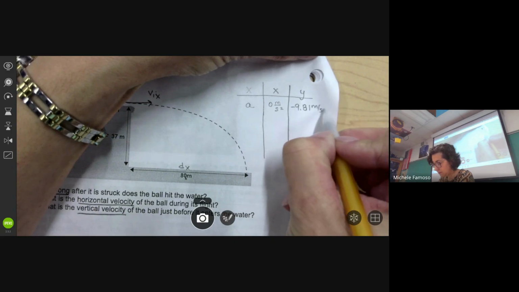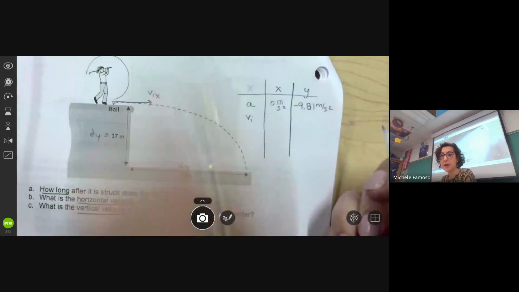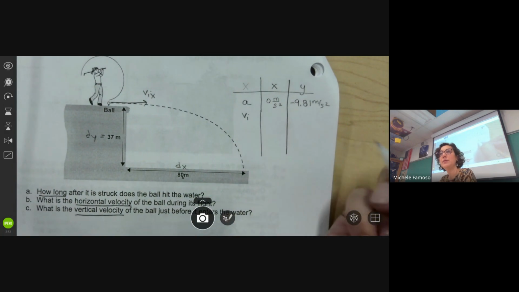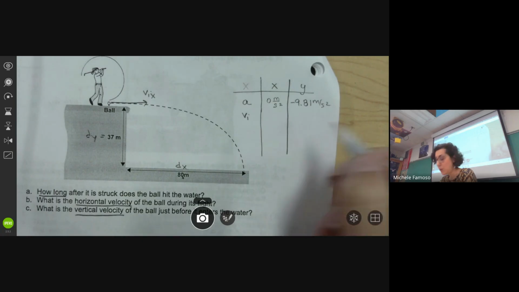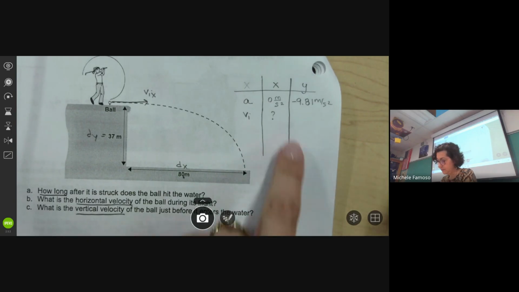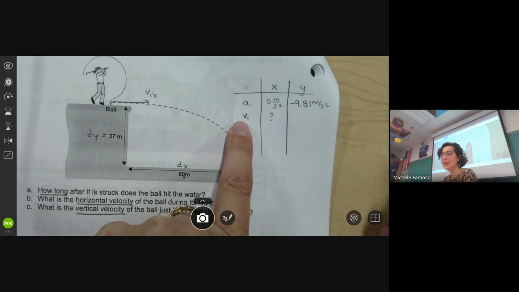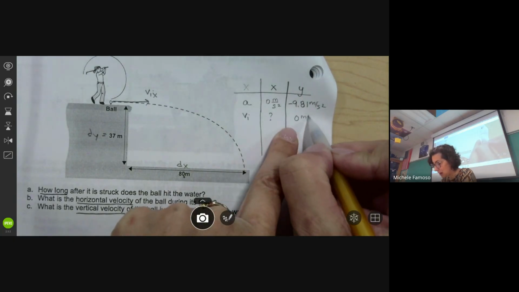Good. Let's now come to the VI row. Do I know VI in the X direction, Emma? Nope, that's a question mark. Flavia, what is it in the Y direction? Nope, that is not a velocity. There you go, 0 meters per second.